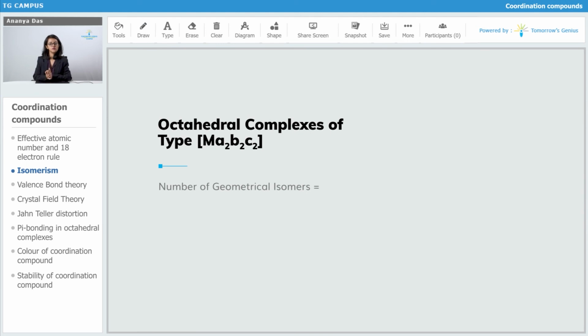Okay, first of all, number of geometrical isomers. Again, number of geometrical isomers is equal to the number of possible pairs, and the number of possible pairs were 5. So the number of geometrical isomers is also going to be 5. So let's just write 5 here.